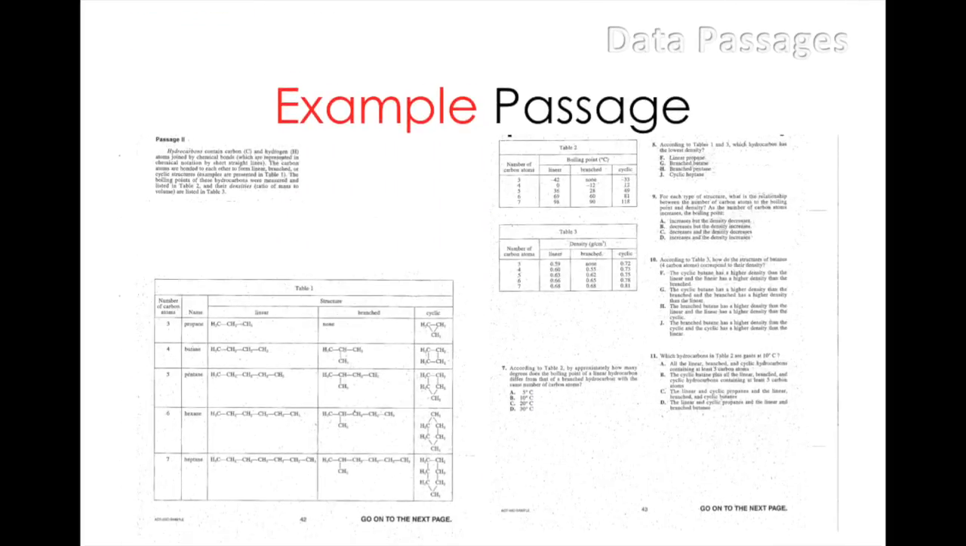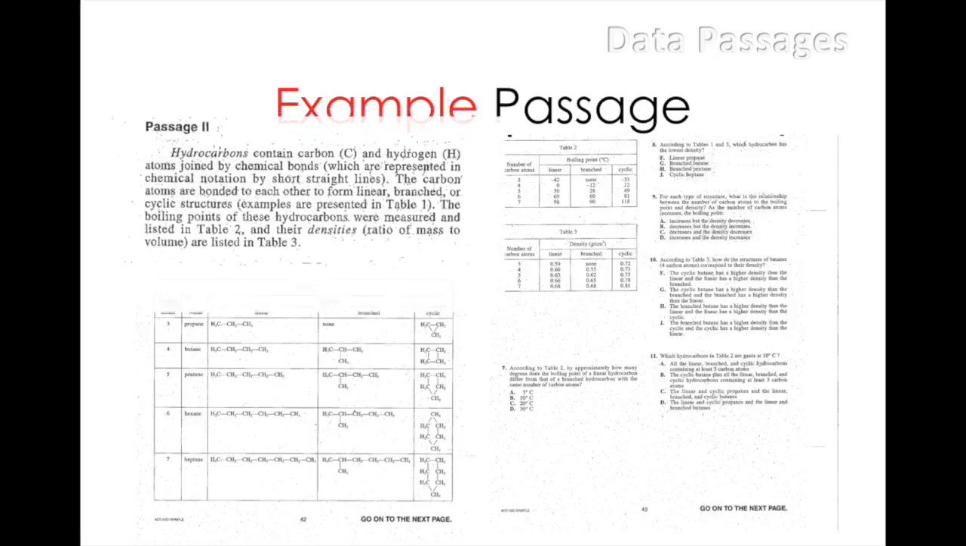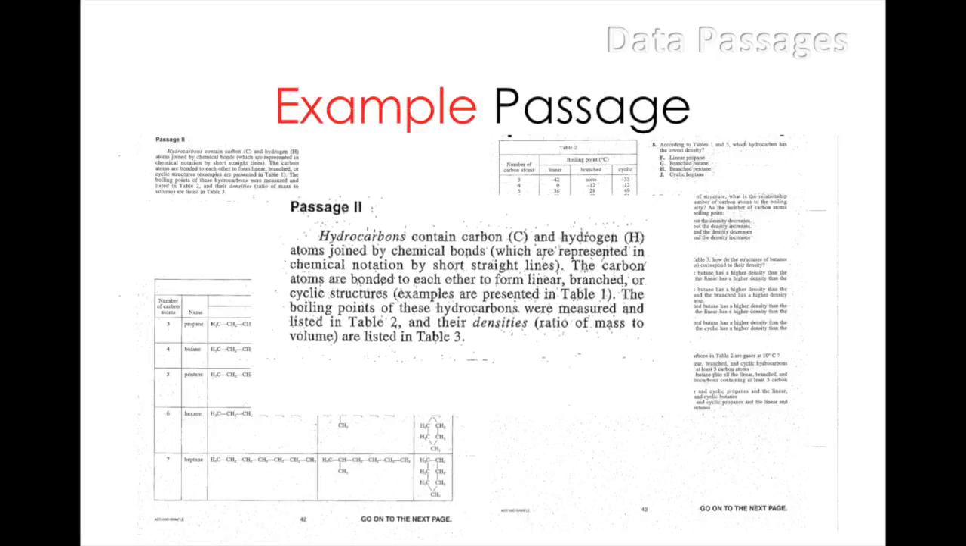This is a real science passage from a previous ACT exam. You will notice the large amount of tables letting you know that this is indeed a data passage. Look first at the introduction. It should take little time to locate and underline the two italicized words, hydrocarbons and densities.